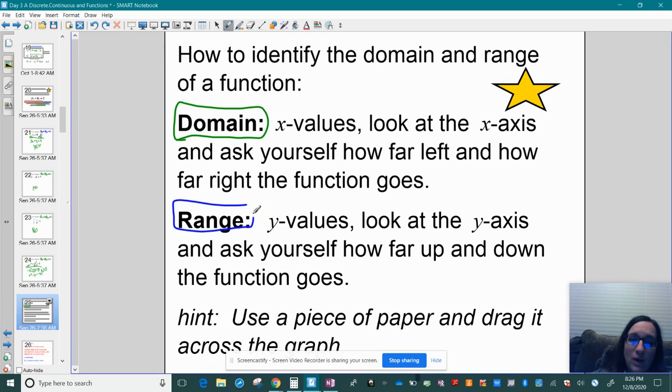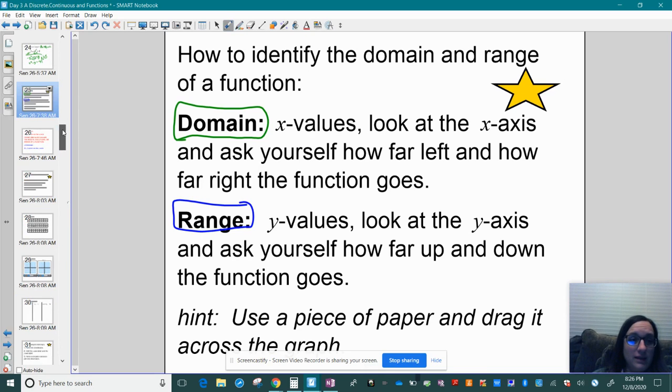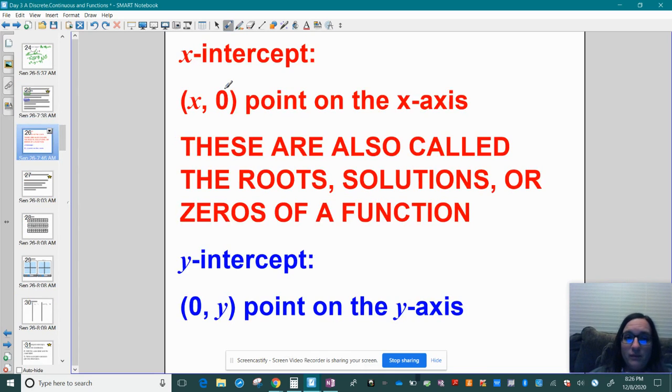Our range is our y values. So look at the y-axis and ask yourself how far it goes up, how far it goes down. You can use a piece of paper to drag it across the graph. That helps, and we'll practice in class if you would like to.